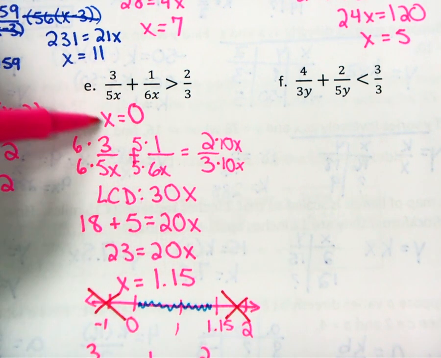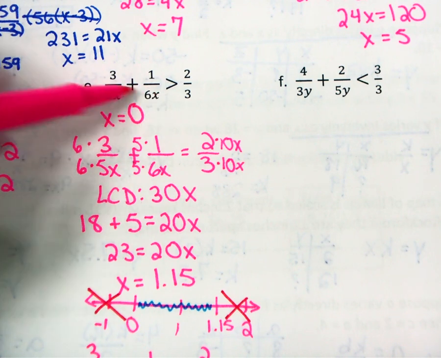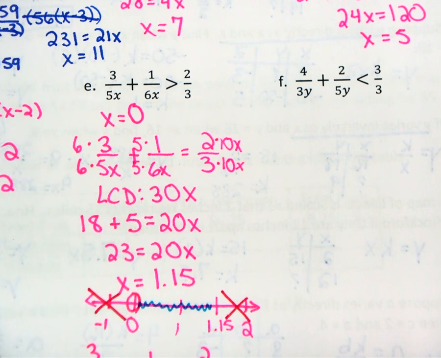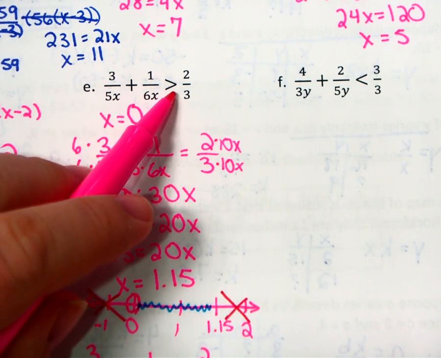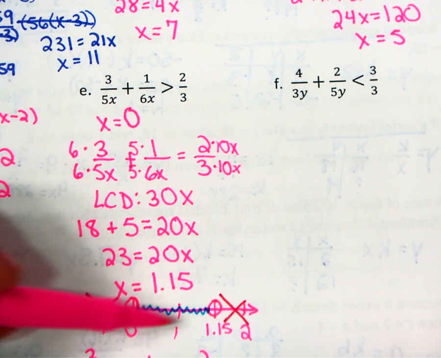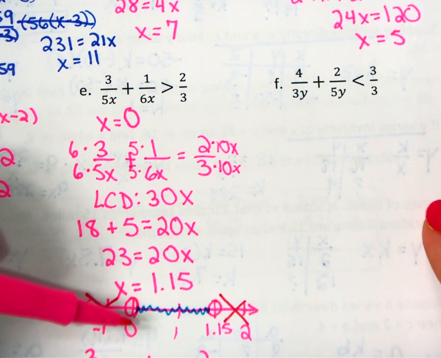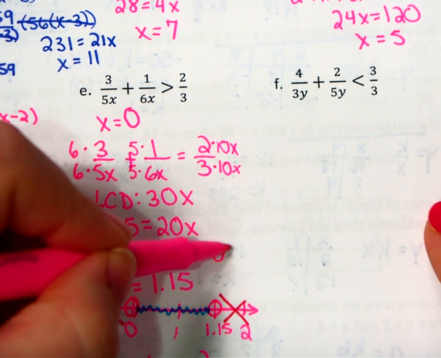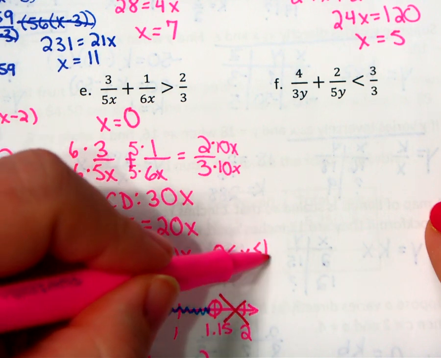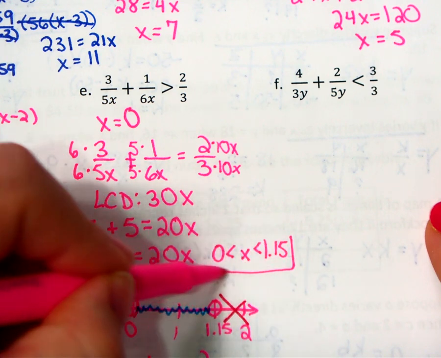So x can't equal 0 because it would make the denominator equal to 0, or undefined. So that would be an open dot. And this is not equal to 0, so it's also an open dot. So the inequality that represents all the numbers between here is 0 is less than x is less than 1.15.